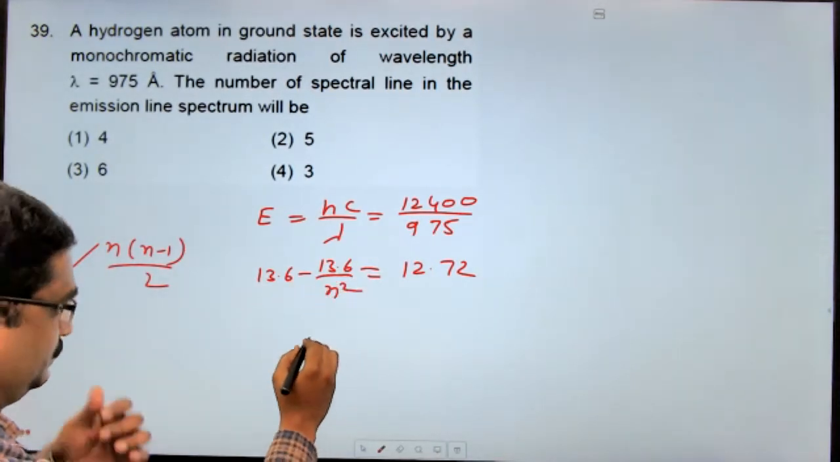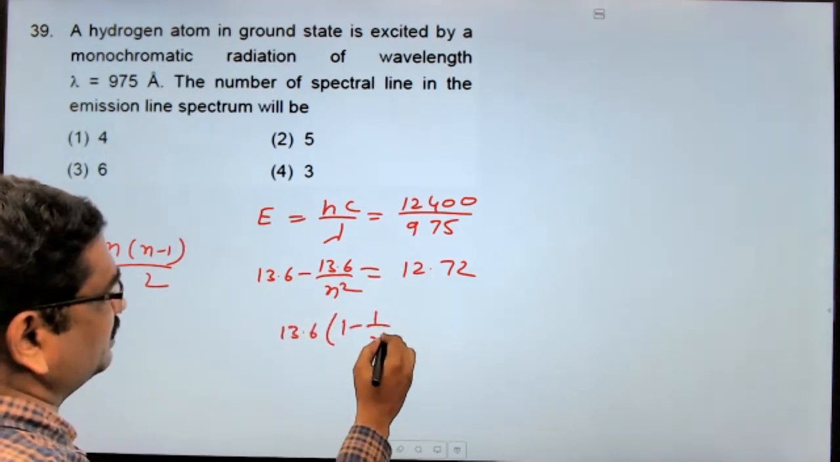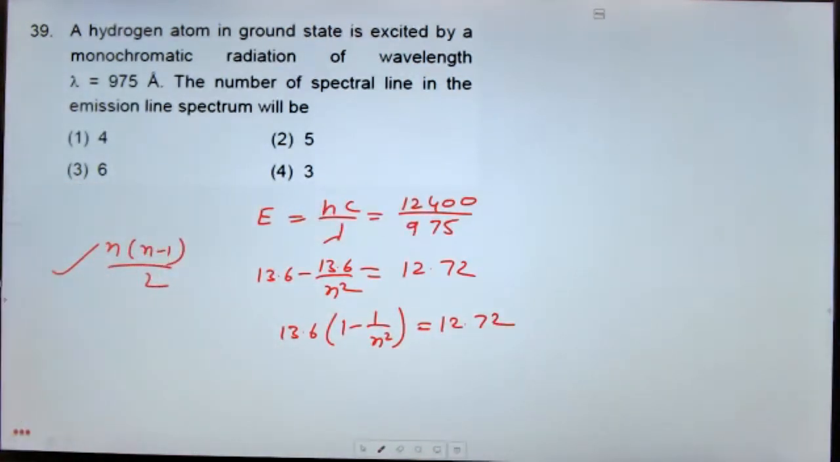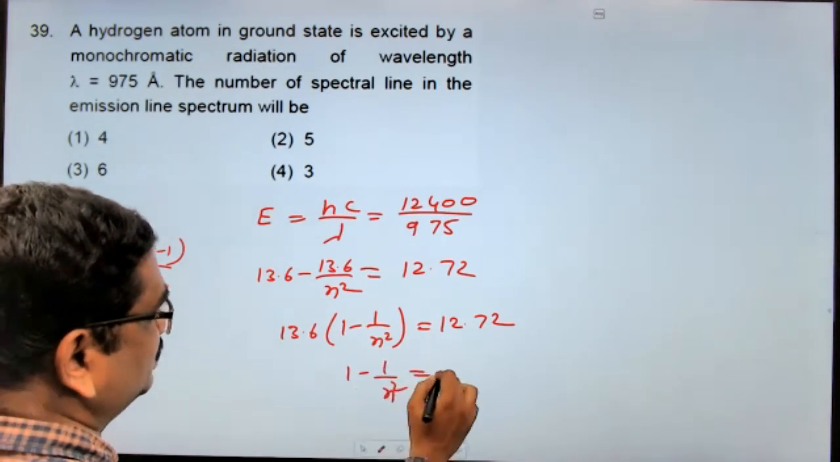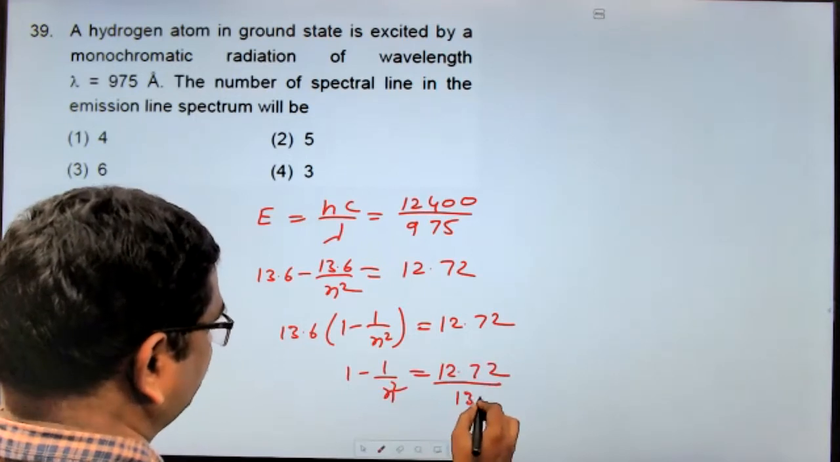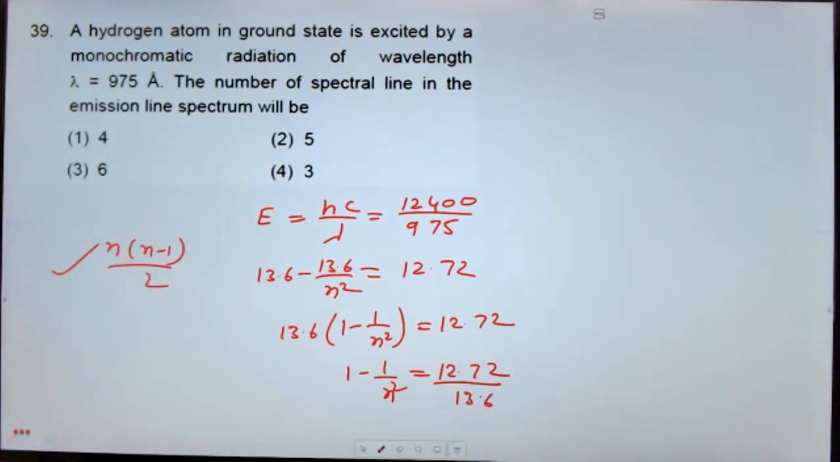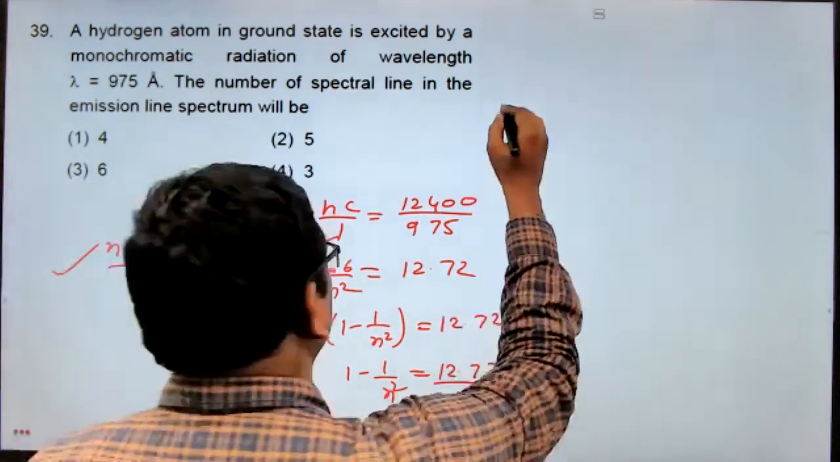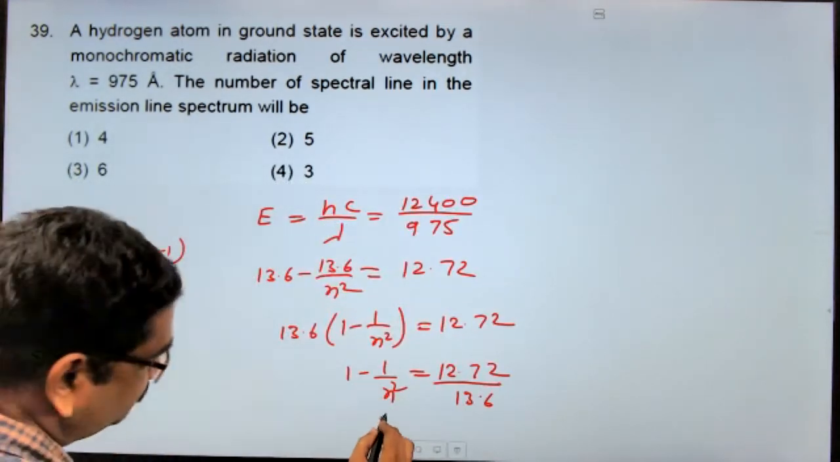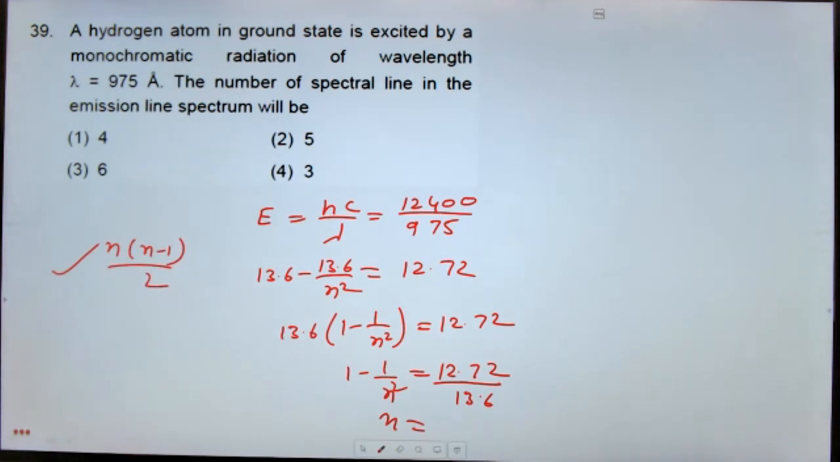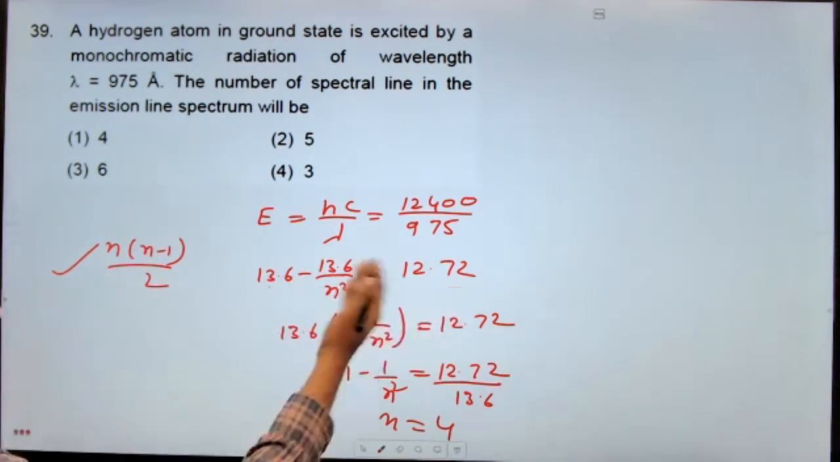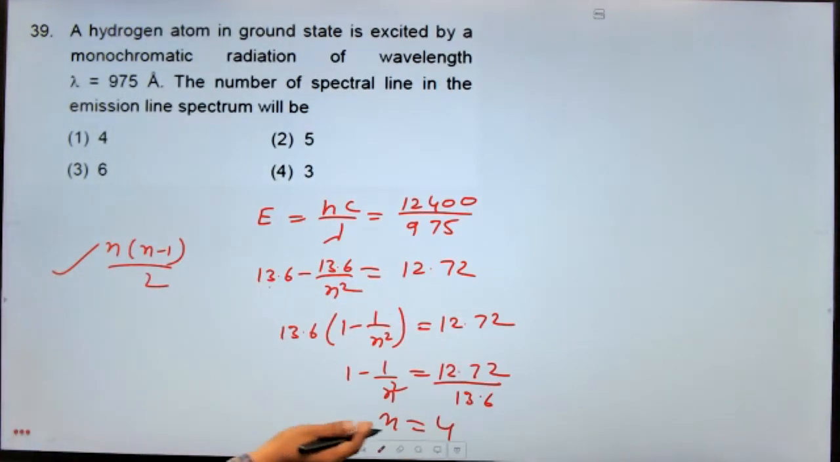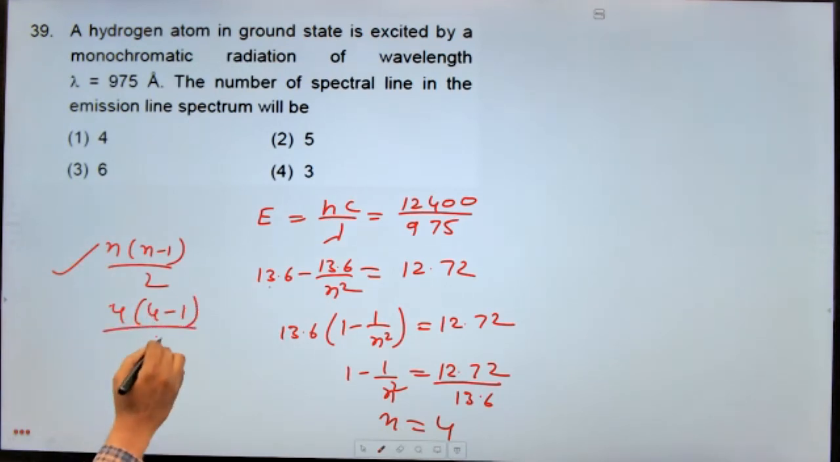Now solve this further. 13.6 into 1 minus 1 by n square equals 12.7. Now cross multiply: 1 minus 1 by n square equals 12.7 by 13.6. Now solve for n. Can you calculate? So n equals 4 you will get. Or you can take 13.6 to this side, 12.7 to this side, and 13.6 by n square that side, so that may be easy. Now substitute this value here: 4 into 4 minus 1 by 2, that equals 2 into 3, which is 6.